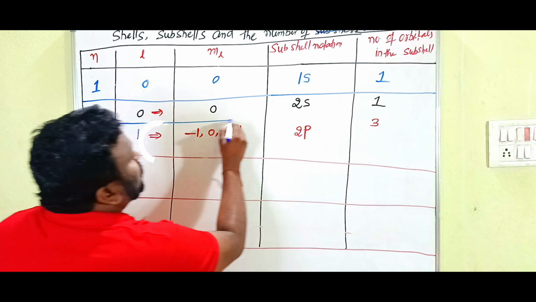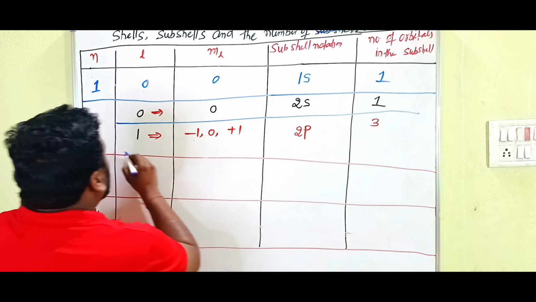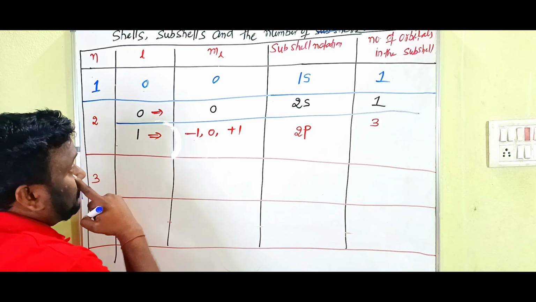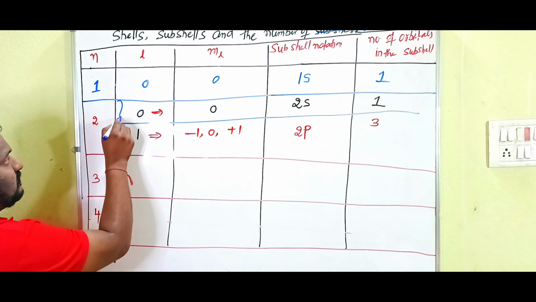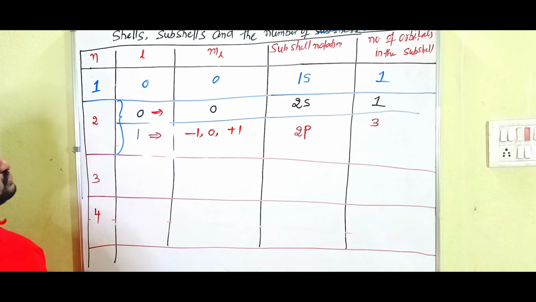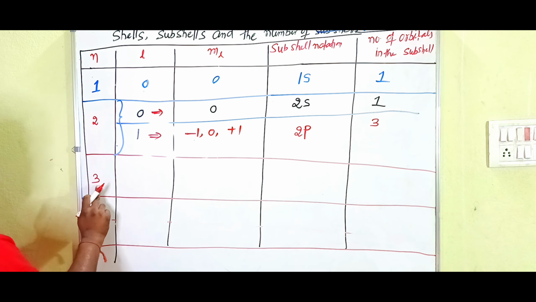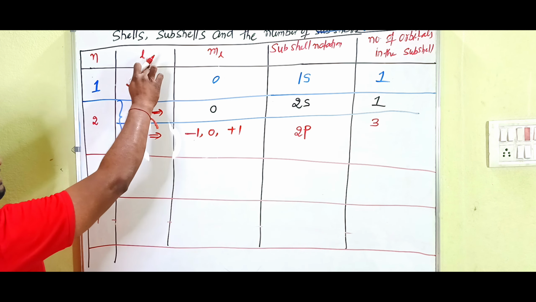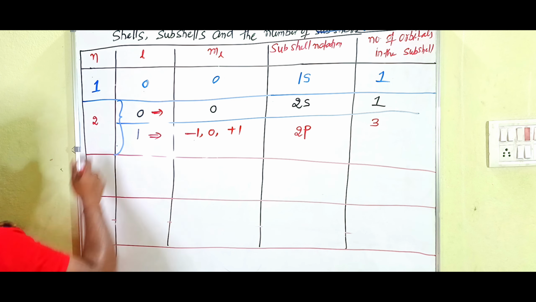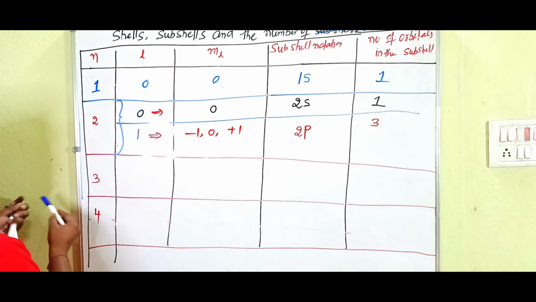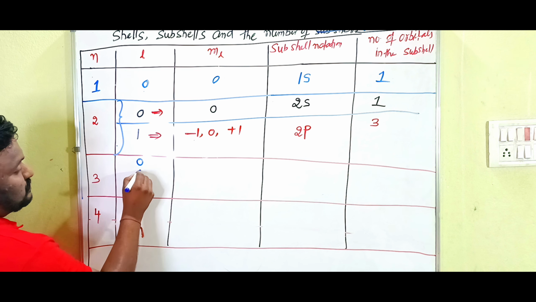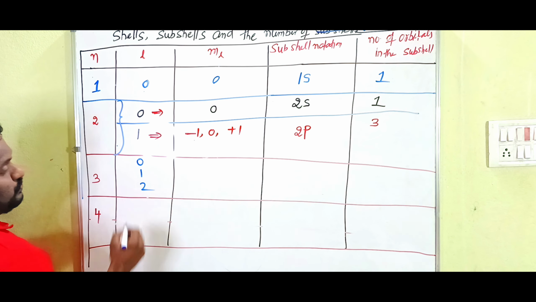So this is about l equal to 0 and l equal to 1, children. This is completely related to n equal to 2. In the same manner, my dear students, here n is equal to 3. What does it mean? How many l values do we have to write? We have to write 0, 1, 2.